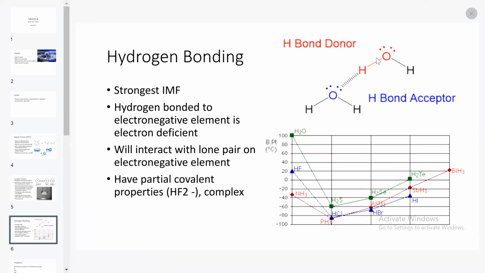Okay. So these electron deficient hydrogen atoms will interact with the lone pairs on other electronegative elements. So we have a lone pair on this oxygen. So it will interact with this hydrogen in what's called a hydrogen bond, where this hydrogen acts as the hydrogen bond donor, and this lone pair acts as the hydrogen bond acceptor. Okay?